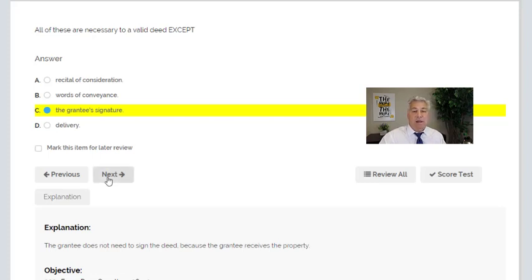Isn't this like a title to your car? When you sell your used car, the seller signs the title, then the buyer is able to take that title to the DMV and re-register the title into their name. Very similar. Next question.